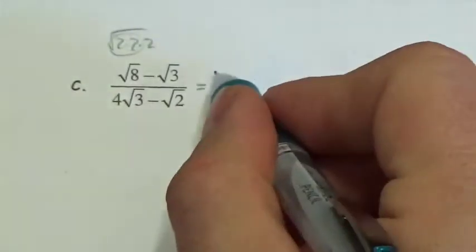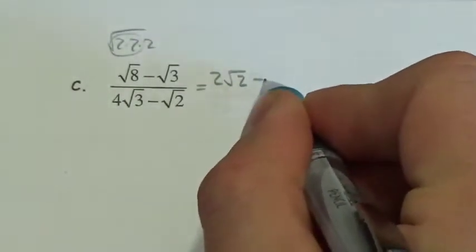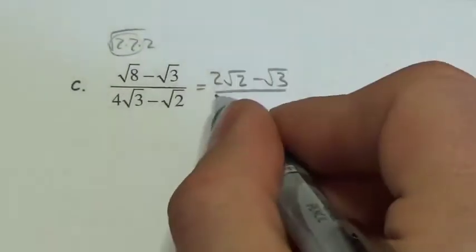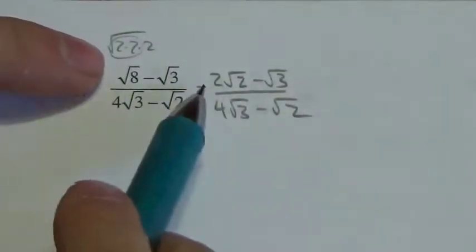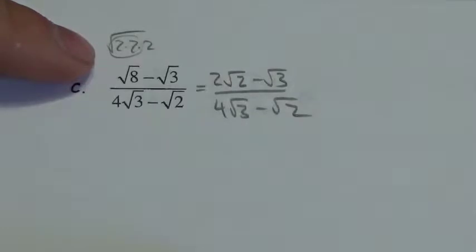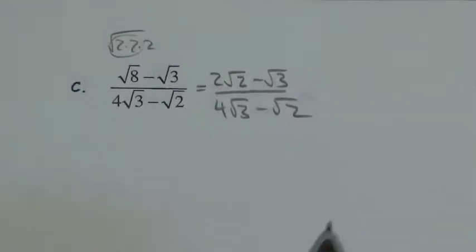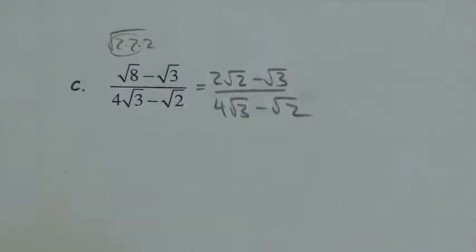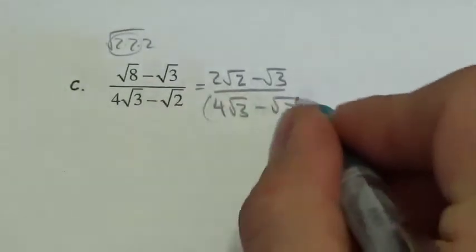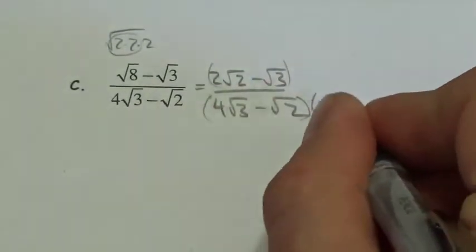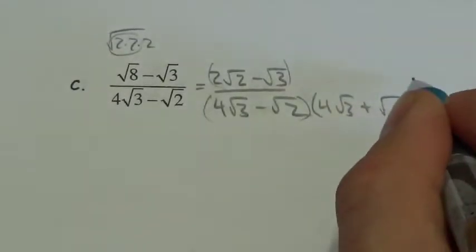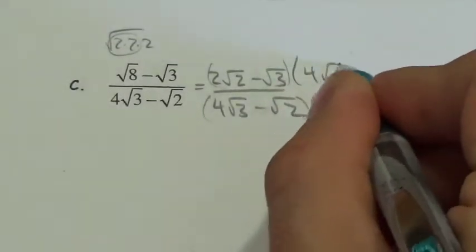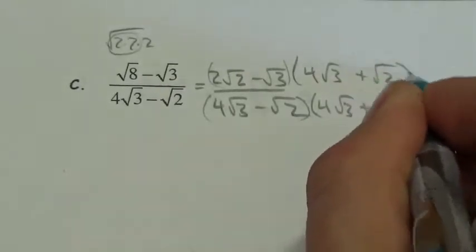There's a pair of 2, so I can make this 2 root 2 minus root 3 over 4 root 3 minus root 2. I'll just make that one itty bitty little change there. Now, I've got a binomial in the denominator. I am going to multiply by its conjugate. So I'm going to multiply by 4 root 3 plus root 2, and I will multiply that through in the numerator as well.